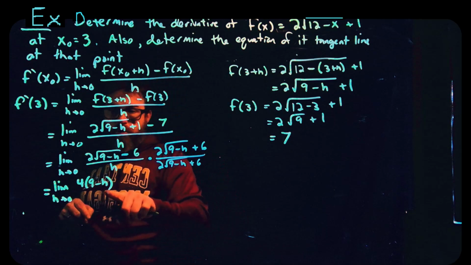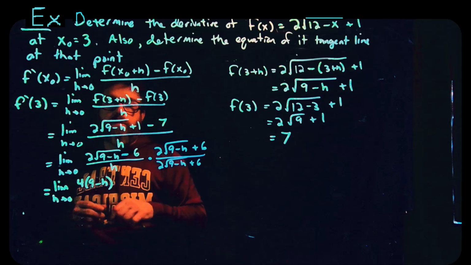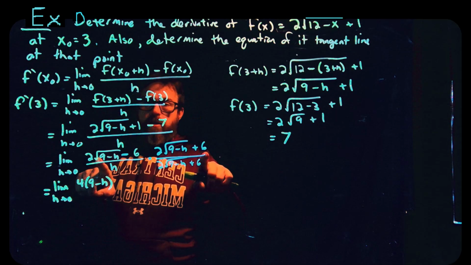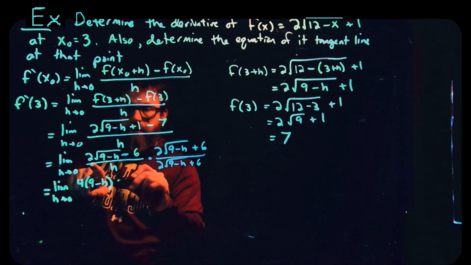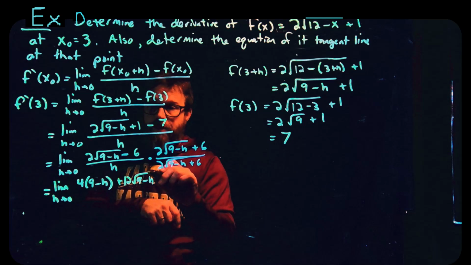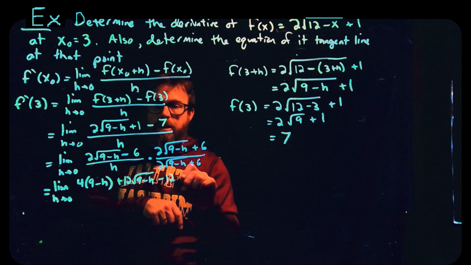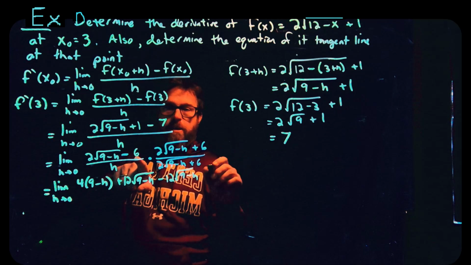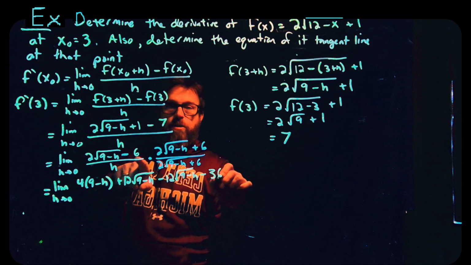So make sure you're multiplying this entire thing by 4. So that's first. Now, outside, this is going to be 2 times 6, so we're going to have 12 times the square root of 9 minus h. Inside actually is going to give us almost the same thing, but it's opposite. 9 minus h. And then last, I'm going to have a negative times a positive, so this is a negative 6 times 6, which is 36.